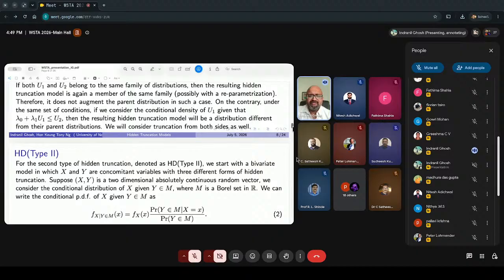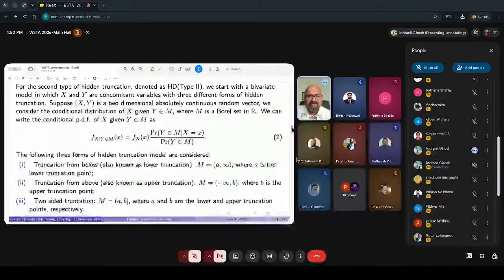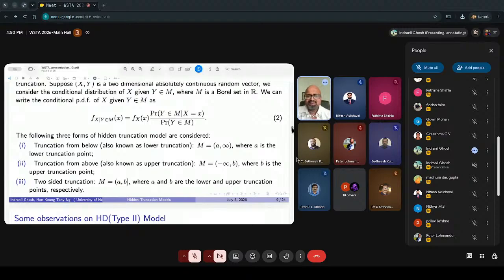So M here is a Borel set, which we talked about, and there are specifically 3 forms of hidden truncation that you can think of here. Truncation from below is known as lower truncation, where M takes the range a to infinity. Truncation from above, minus infinity to b, where b is the upper truncation point, and two-sided truncation is where M is an interval a to b.